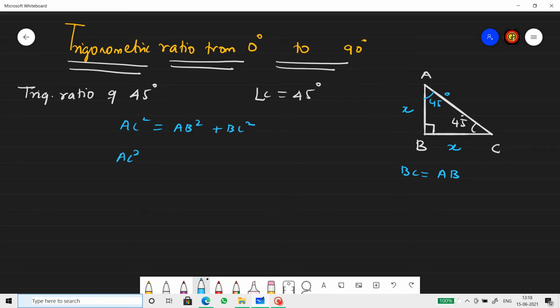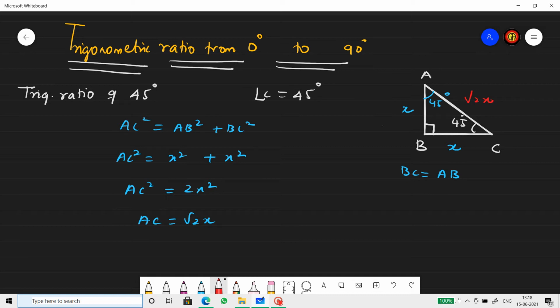So AC square is equal to x square plus x square. So AC square is equal to 2x square. So AC is equal to root 2x. So we found AC as root 2x. So let me write that over here.